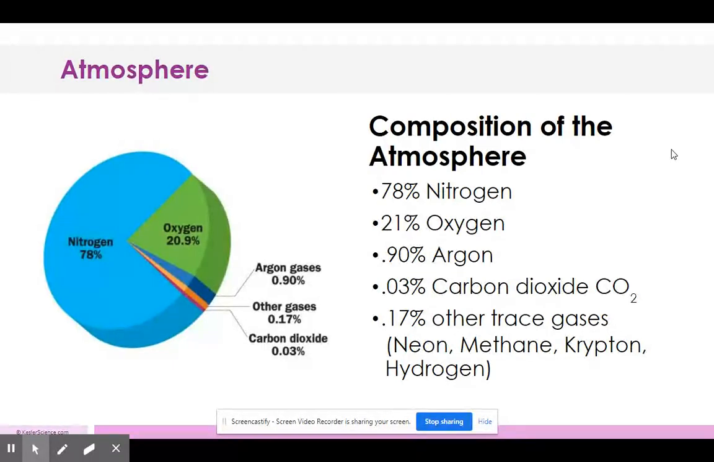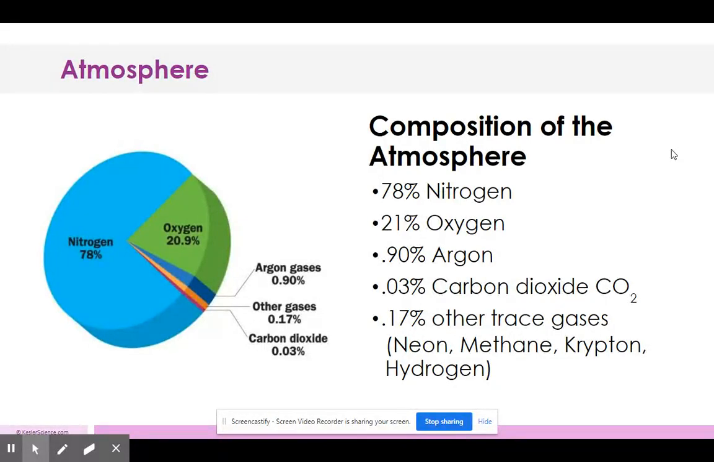So real quick, do you remember the chemical symbol for neon? Capital N, small e. How about the chemical symbol for krypton? Big K, small r. How about hydrogen? Big H. Methane is actually a combination of multiple elements, so it's called a compound, and I don't remember it off the top of my head.